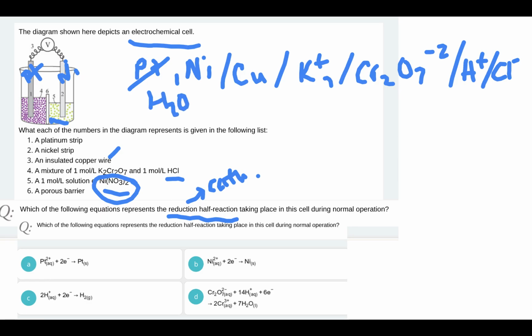So going through this, if it is reduction, you are looking for your strongest oxidizing agent. And if you take a look at your data booklet, your strongest oxidizing agent would be when dichromate and hydrogen are together. So that half reaction that you're going to look for is D.